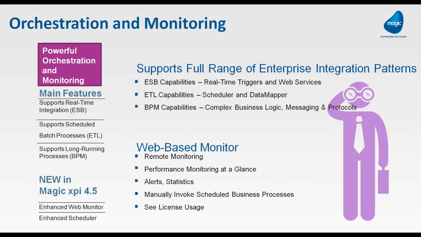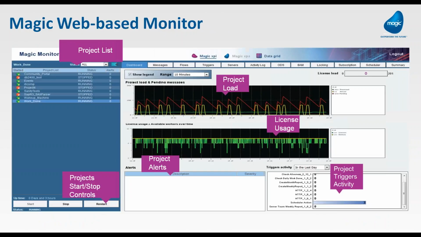And very nicely, you're able to see what's happening in that server environment through the use of the web-based monitor, which has the capability for remote monitoring, performance monitoring, alerts, statistics. You can invoke scheduled business processes, see the usage of the license, and so forth. And so it's very visual. You can not only see your project list of all the different integration projects that you're running, but how those projects are loading on the system, whether or not you're using licenses in an efficient manner, and then really see the project triggers that are being executed and so on.